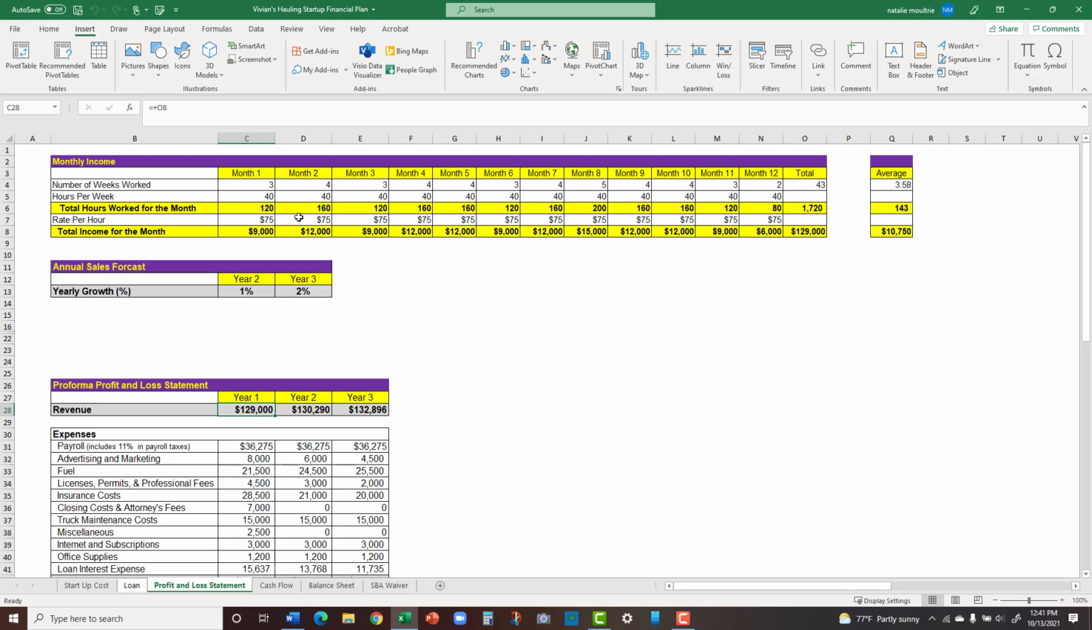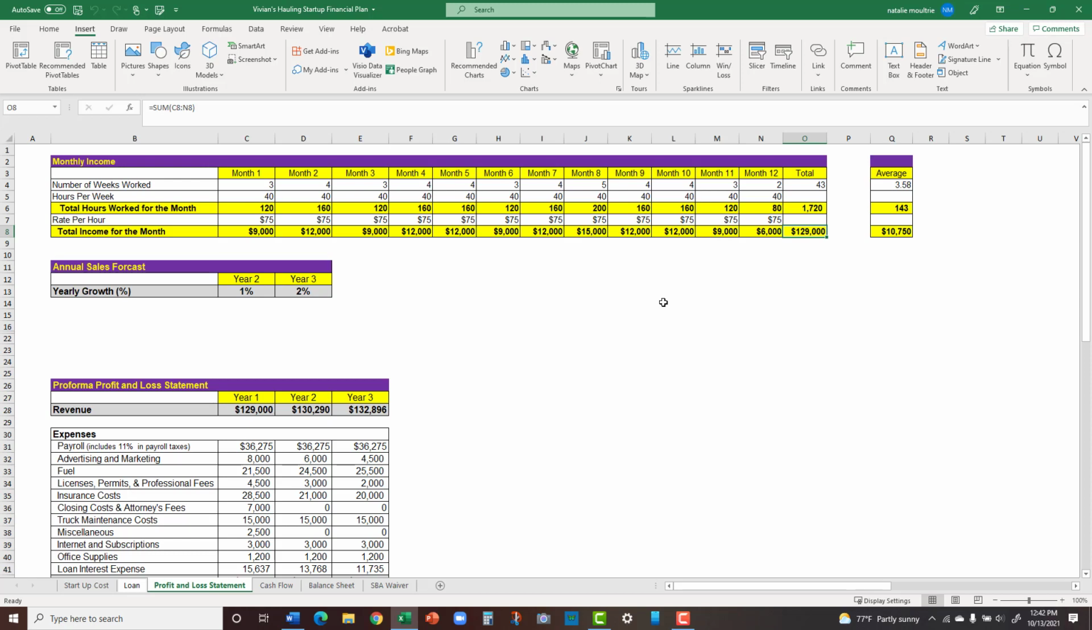The second month, we worked 160 hours. That's based on the fact that we worked the entire month pretty much at 40 hours a week. 160 hours at $75 an hour, we made $12,000 that month, a pretty good month. So we'll do that all the way across and total up the amount we made for each month. And this is how we came up with the $129,000.